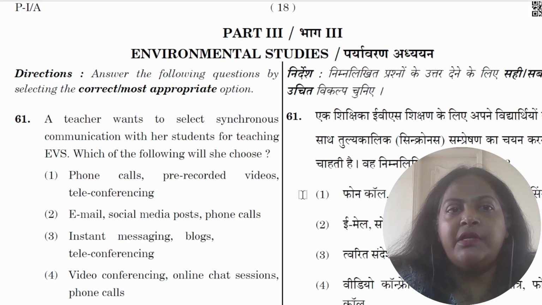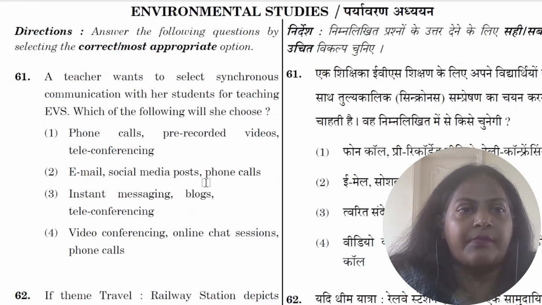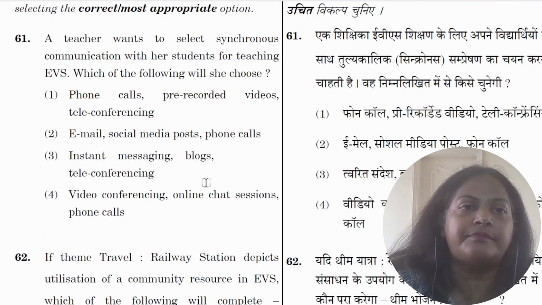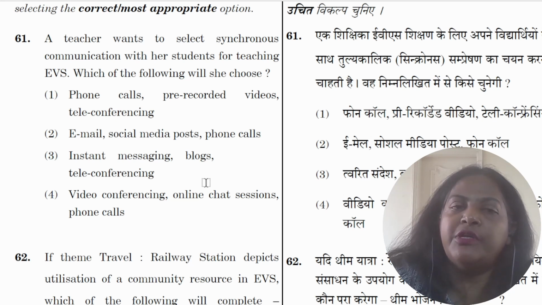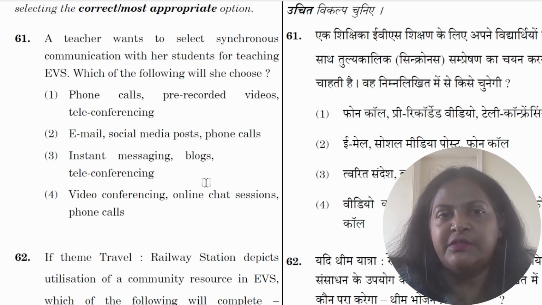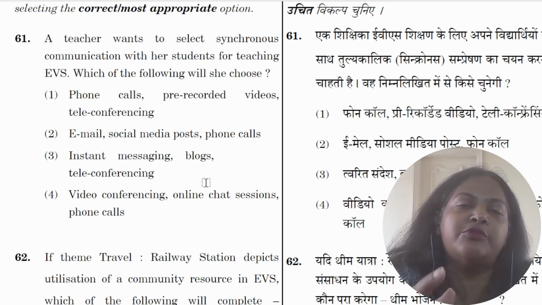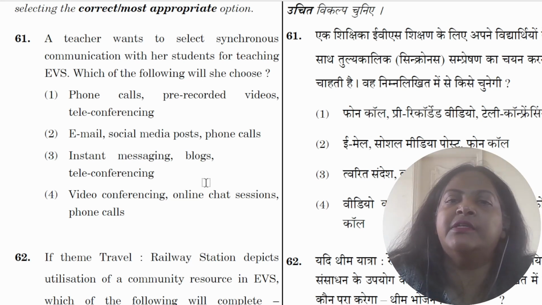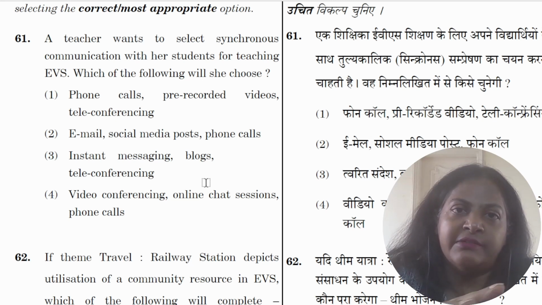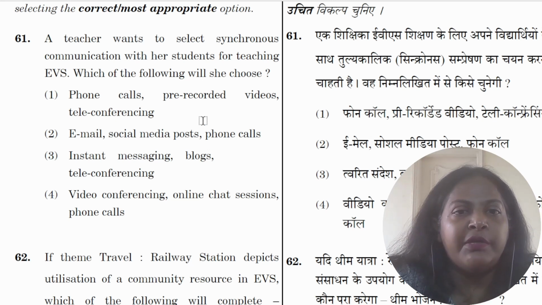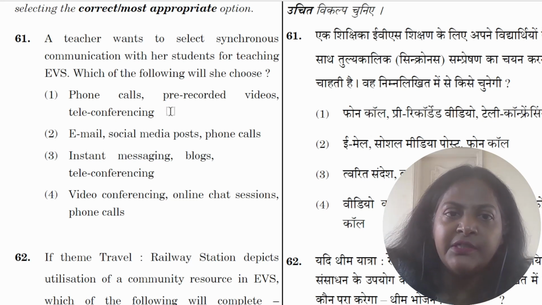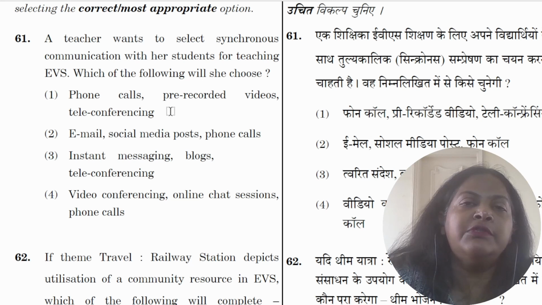So this is part 3, environmental studies, question 61. A teacher wants to select synchronous communication with her students for teaching EVS. Which of the following will she choose? So this is the topic of synchronous and asynchronous. Synchronous is when the teacher and student are on call in real time. So phone calls, pre-recorded videos, and teleconferencing. So pre-recorded videos is not synchronous, so this will not be an option.